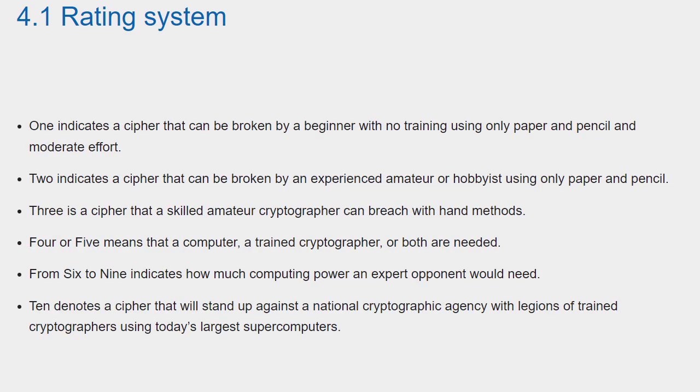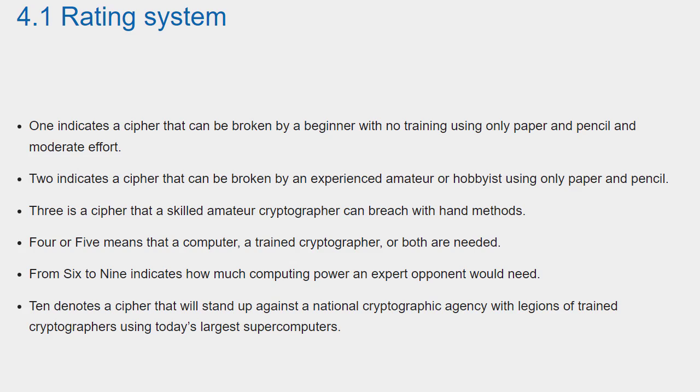1 indicates a cipher that can be broken by a beginner with no training, using only paper and pencil and moderate effort. 2 indicates a cipher that can be broken by an experienced amateur or hobbyist, using only paper and pencil. 3 is a cipher that a skilled amateur cryptographer can breach with hand methods. 4 or 5 means that a computer, a trained cryptographer, or both are needed.